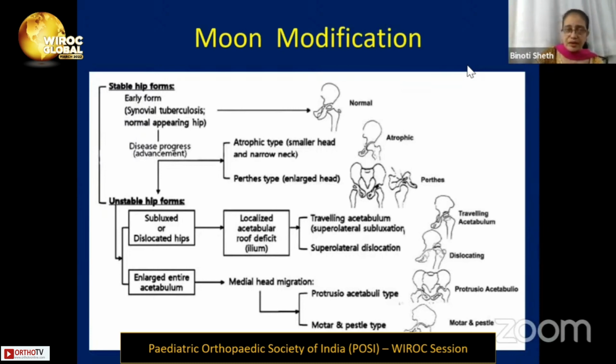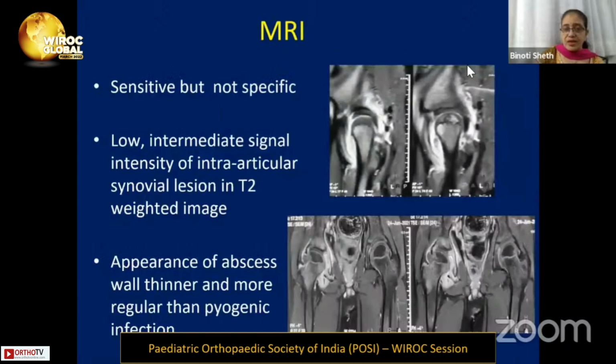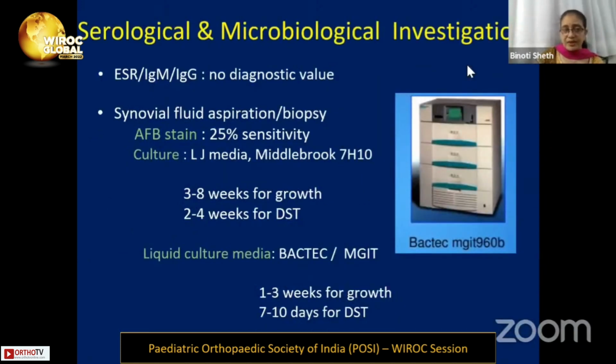So radiology and clinical features are not enough to diagnose a case of Cox hip. We need MRI for these cases for diagnosis, which is quite sensitive, but again, not very specific. The serological tests like ESR are quite non-specific. So what we need is a proper microbiological diagnosis, and this can be done with synovial fluid analysis by aspiration and a synovial biopsy.